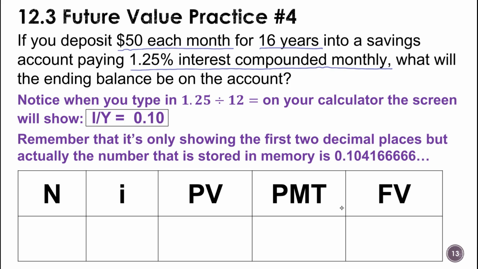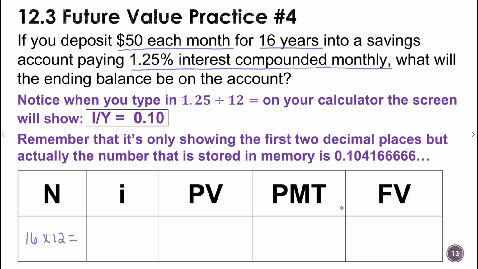So let's start filling out our chart. Also, notice when you type in 1.25 divided by 12 on your calculator, the screen will look like this, I/Y equals 0.10. But that's only showing the first two decimal places because it has rounded what you see, but what's really there is not rounded, right? The 0.10416 repeating. So just know that what you see on your screen isn't exactly what's going into the calculations, but the calculator knows how to use that number.